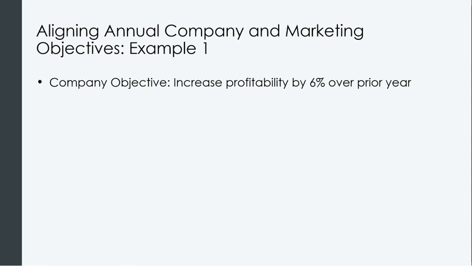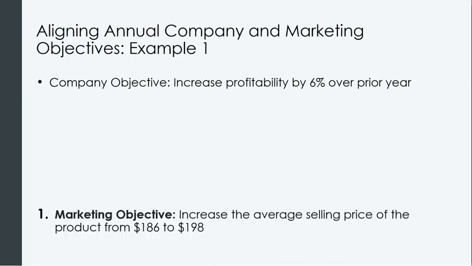So, aligning annual company and marketing objectives. This means you have to achieve the company objectives annually, or based on 12 months. Here are some examples. The first example is the company objective: increase the profitability by 6% over a period of a year. Here the company must use specific tactics to achieve these goals for 12 months.